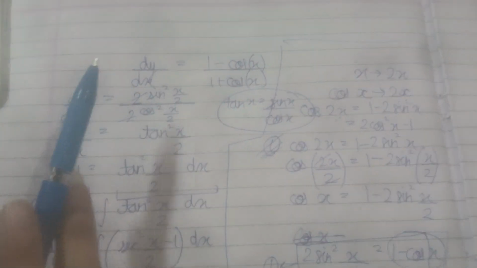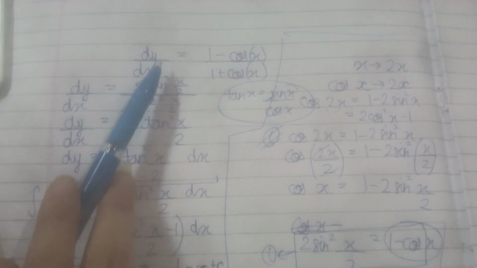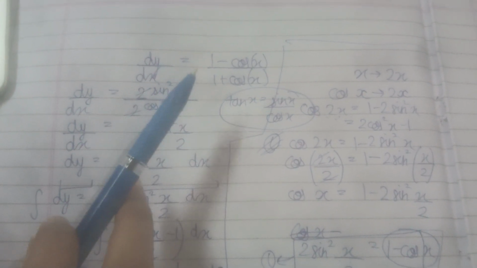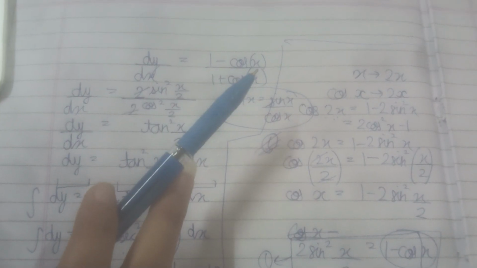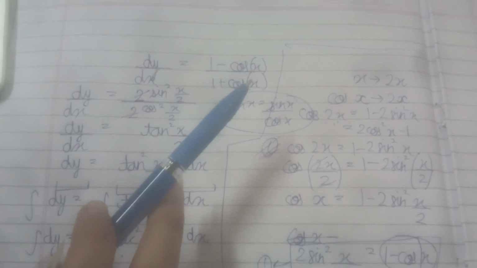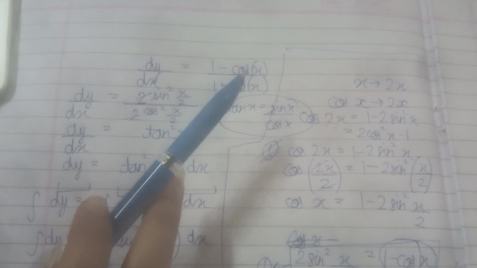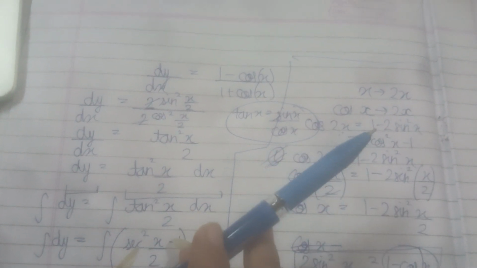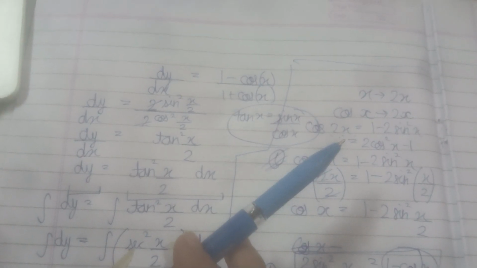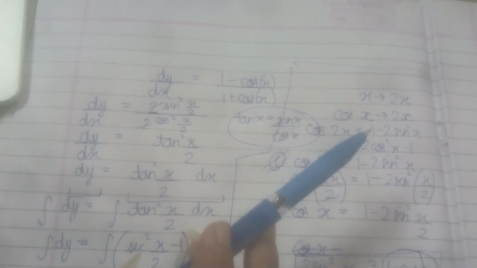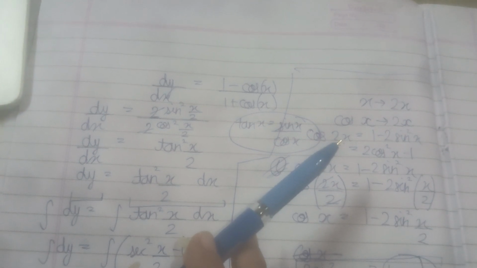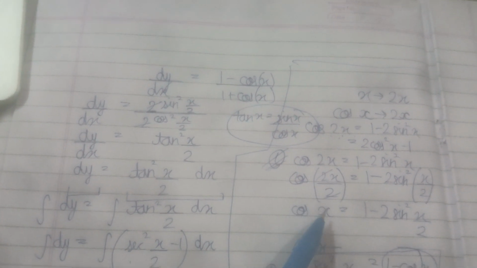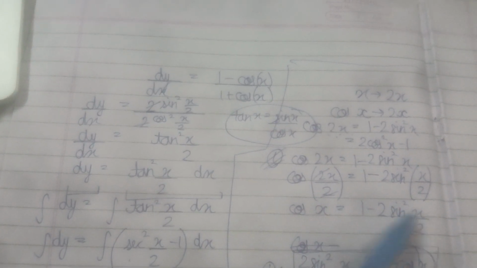This is question number 1 of exercise 9.3. dy upon dx is equal to 1 minus cos x upon 1 plus cos x. To make the question easier, you should always focus on the angles. This is the angle, this is the angle. You need to convert this x to 2x. The identities related to cos 2x are 1 minus 2 sin square x and 2 cos square x minus 1. You need to simplify this identity. You will specify the angle 2x and you will divide it by 2.